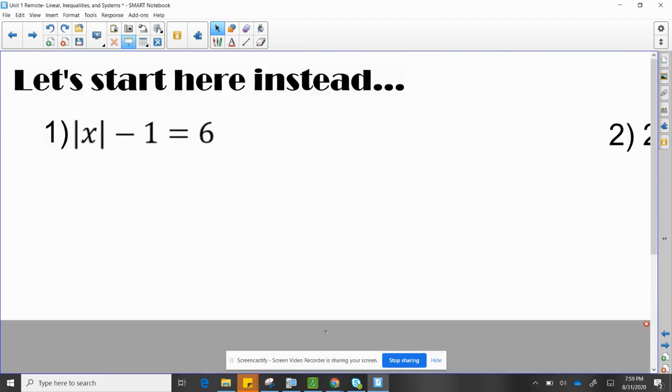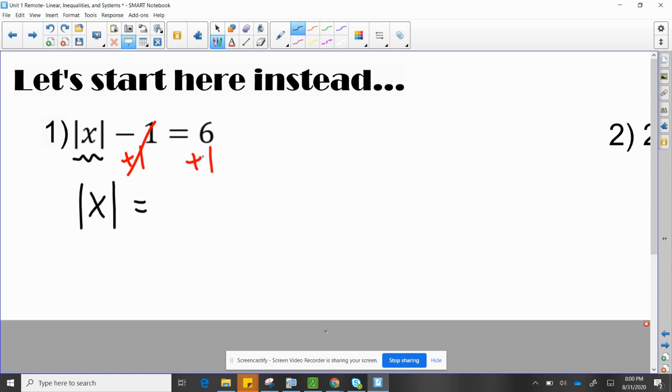The absolute value of x minus 1 is equal to 6. So according to those steps on the first page, we have to isolate the absolute value first. Meaning we need to get this thing by itself. Well, right now it's not by itself. It has a -1 with it. So I'm going to add that over to clear that out. So now I have the absolute value of x is equal to 6 plus 1 is 7. Once we have the absolute value isolated, we split it into two equations.